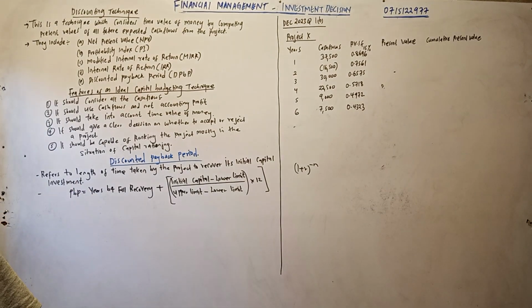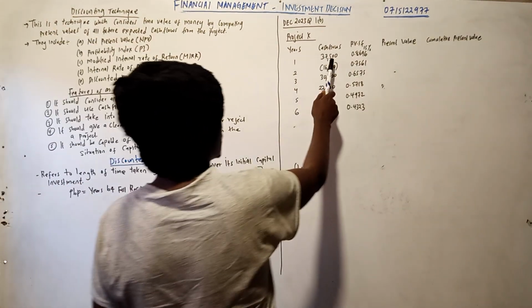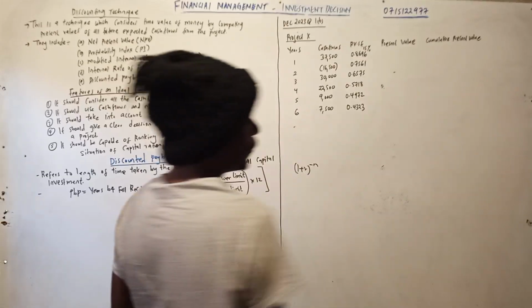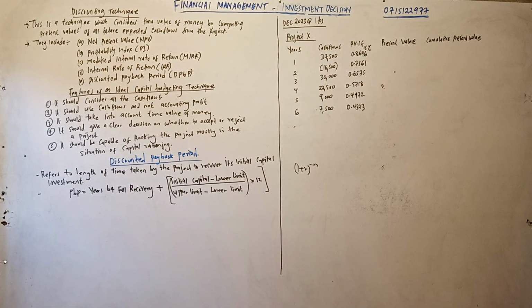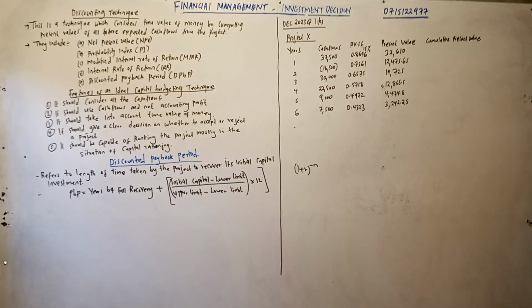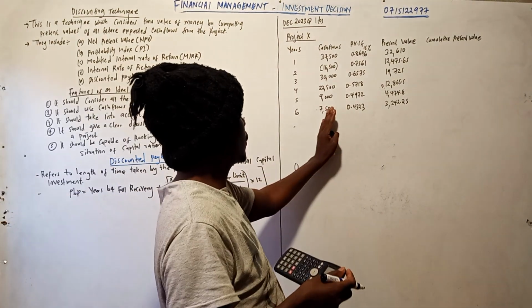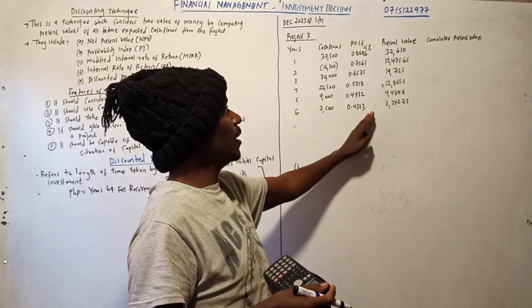So let us multiply them together to get the present value. You take the cash flow and multiply it with the present value interest factor. 16,500 you multiply with this one to get the present value. So now I have multiplied and got the present value.